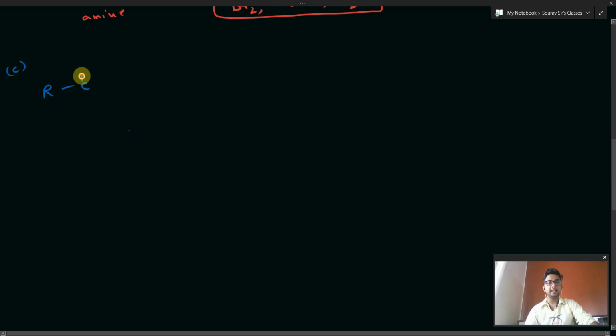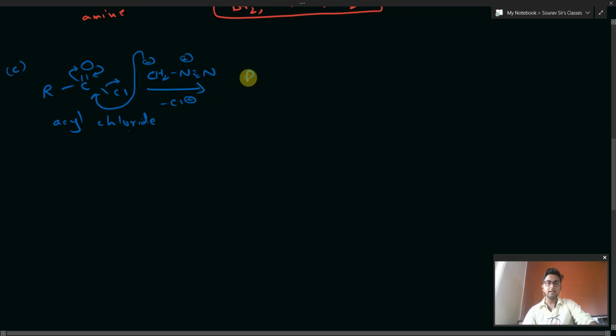We'll be taking an acyl chloride for this case. Then we'll be giving CH2N2, that is diazomethane, with this one minus and this one plus. So this would be attacking over here, this bond will open up, this will fall down, and this Cl minus will be removed. So we will be getting R-C double bond O, N triple bond N plus, and here 2 H is there.